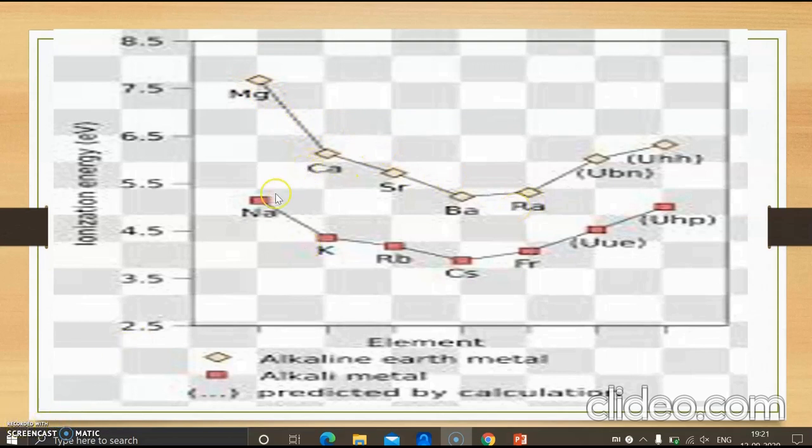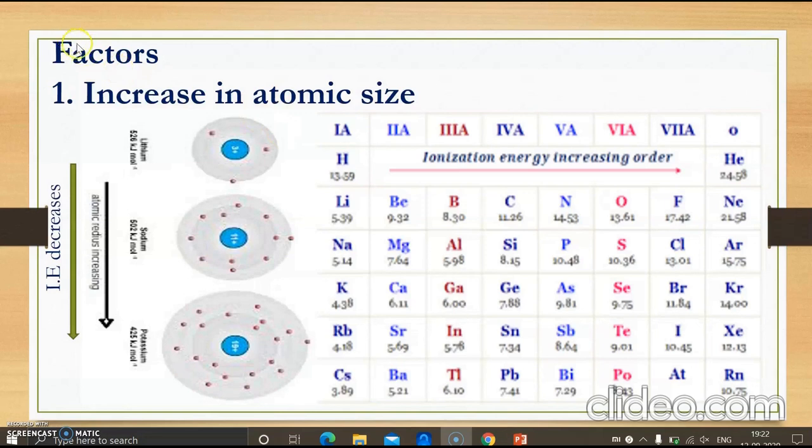Now we will see why the ionization energy decreases from top to bottom, and which factors affect it. Firstly, we see the increase in atomic size. This is a reason for decreasing ionization energy. Moving down the group, the atomic size goes on increasing continuously.